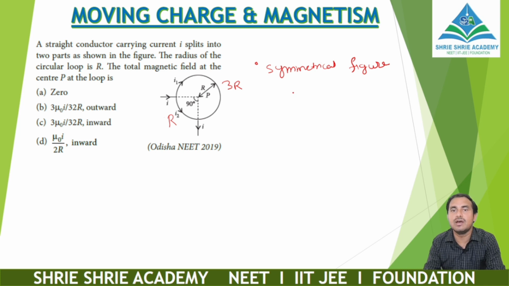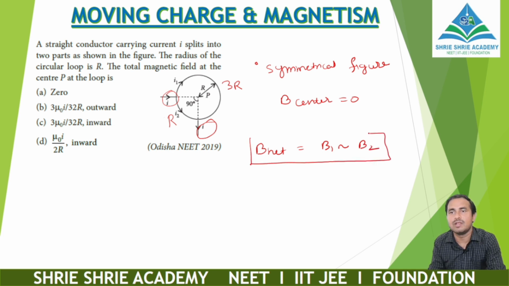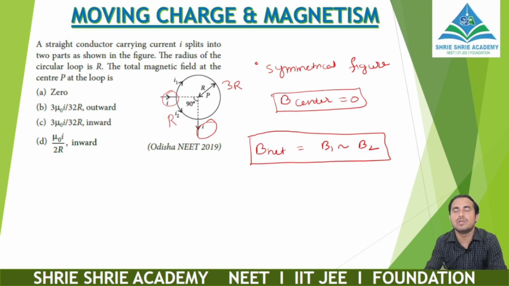For a symmetrical figure, if the same current is entering and the same current is coming outside, then the magnetic field at the center will be equal to 0. Otherwise, you have to find the magnetic field due to this current and due to that current. One is into the plane, one is out of the plane, so net magnetic field is B1 minus B2. That becomes a little difficult, but if you know that concept, you can directly say the magnetic field at the center is equal to 0 for a symmetrical figure.